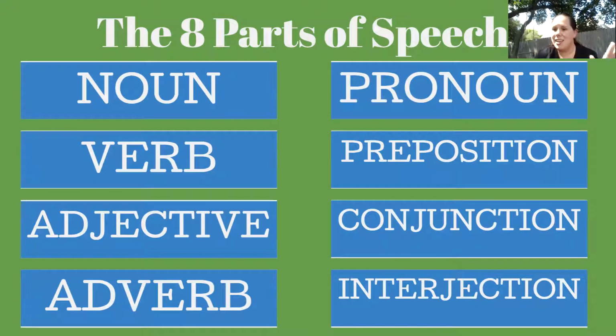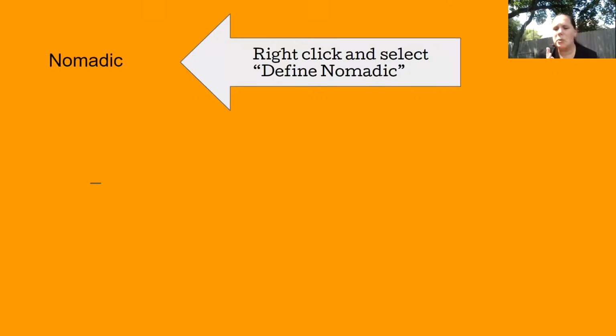Okay. Now getting into our material today, we were going to work on context clues and dictionary skills to understand unknown words. So here is going to be a dictionary entry for you. We have nomadic. What does nomadic mean? Well, if we don't know, we're going to use our dictionary.